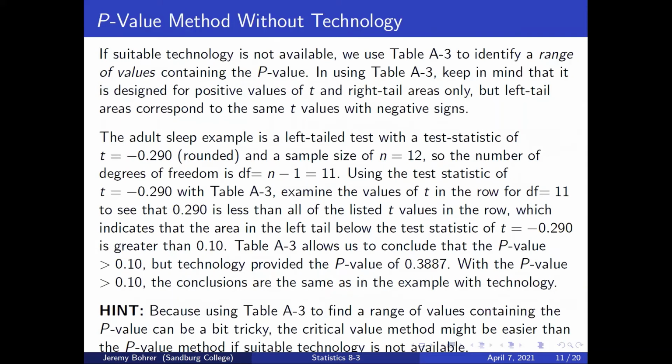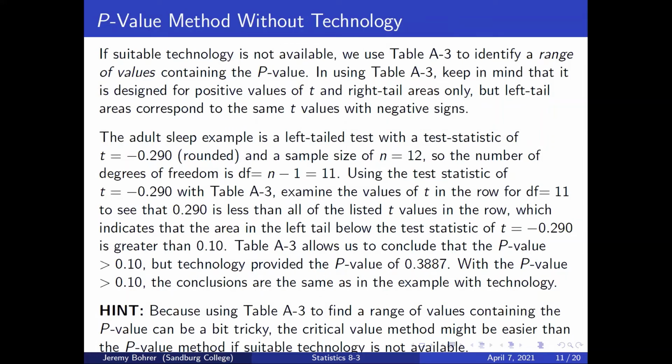If suitable technology is not available, we use table A3 to identify a range of values containing the p-value. In using table A3, keep in mind that it is designed for positive values of t and right tail areas only, but left tail areas correspond to the same t values with negative signs. The adult sleep example is a left-tailed test with a test statistic of t equals negative 0.290 when rounded, and a sample size of n equals 12. So the number of degrees of freedom is df equals n minus 1 equals 11.